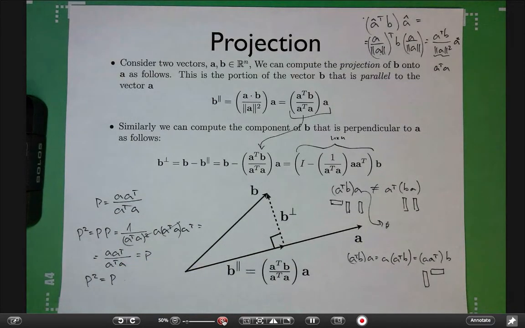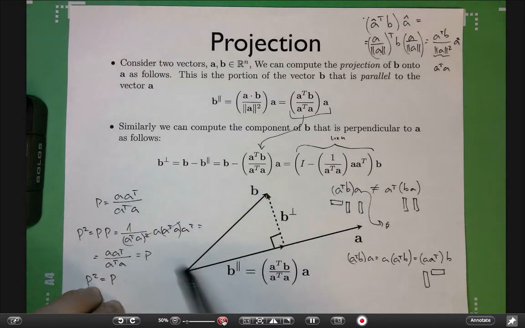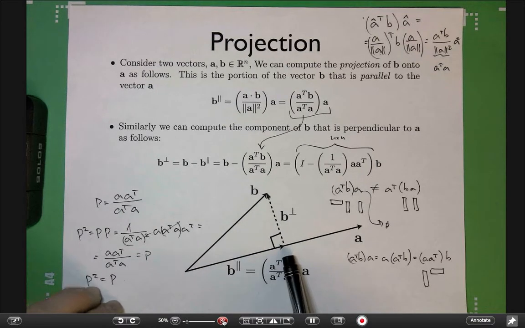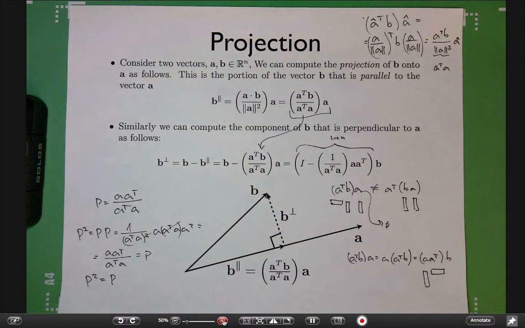This is called the projection matrix. Sort of makes sense, right? If I once project the vector onto direction A, if I project it again, it must do nothing. It has already been projected once. So squaring the matrix just means applying it twice, but applying the projection twice doesn't really do anything. It's the same as applying it once.